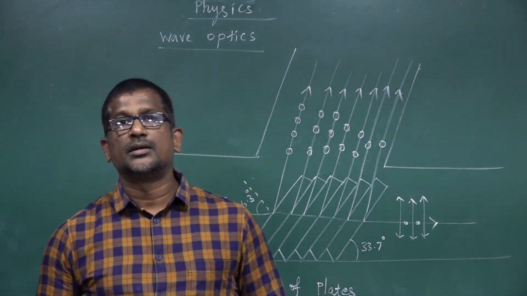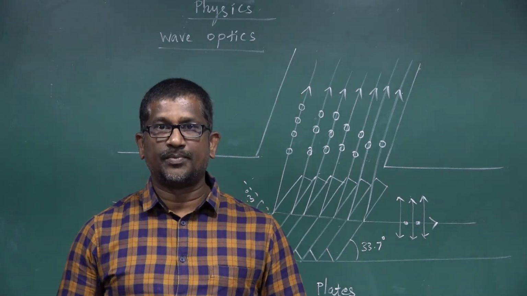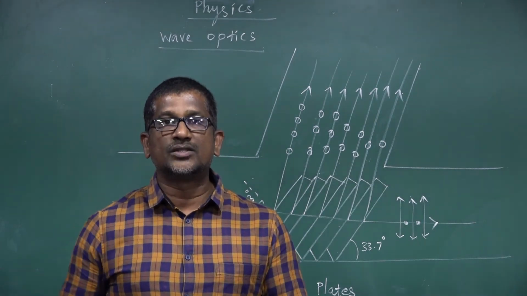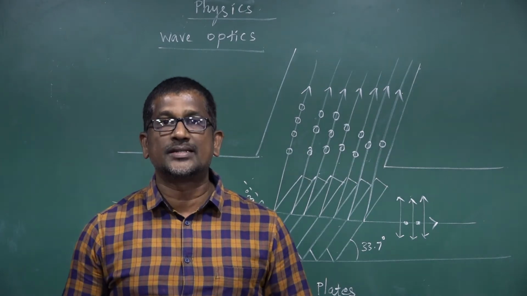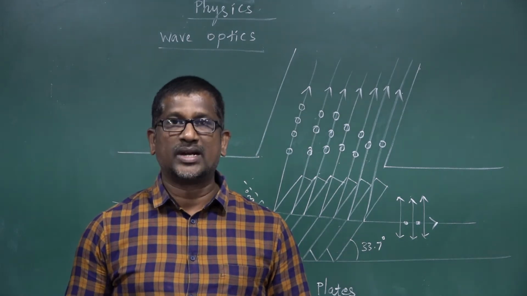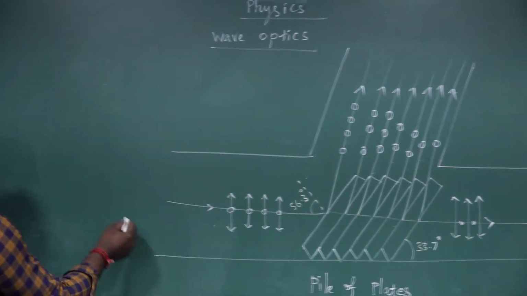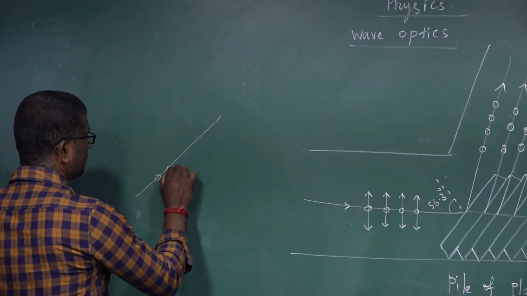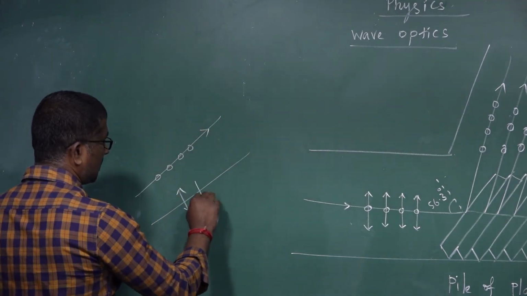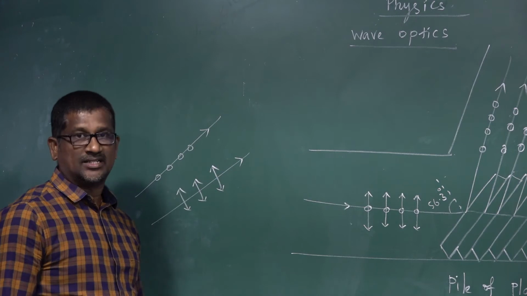We know that there are different methods used to produce plane polarized light. Do you know what is meant by plane polarized light? The light which contains only one vibration in it is known as polarized light or plane polarized light. Generally, plane polarized light is represented like this, right? So both are plane polarized light.